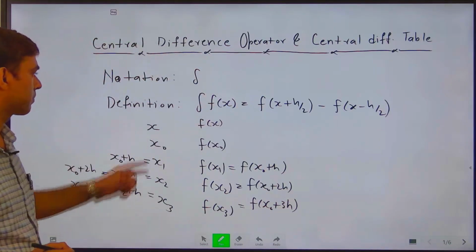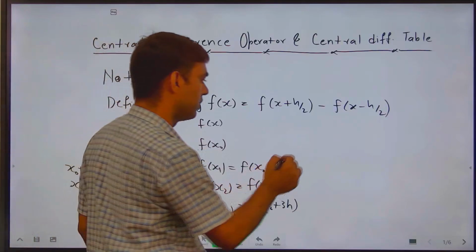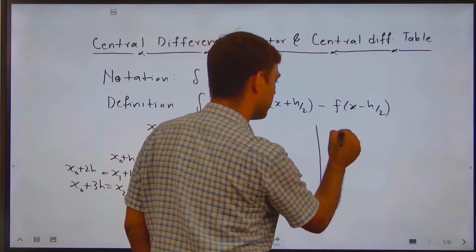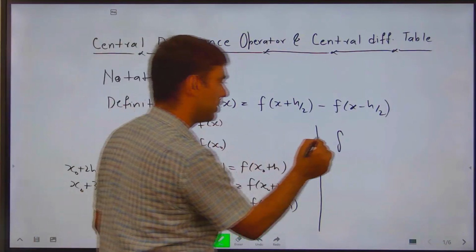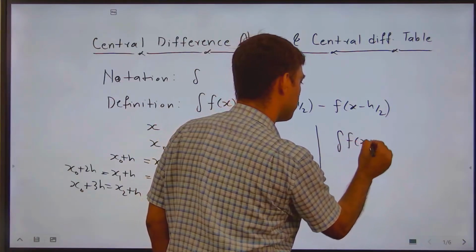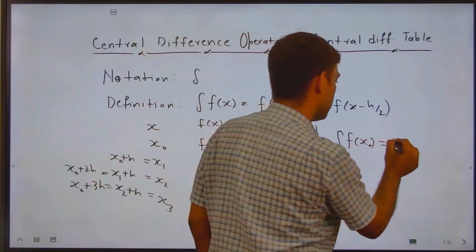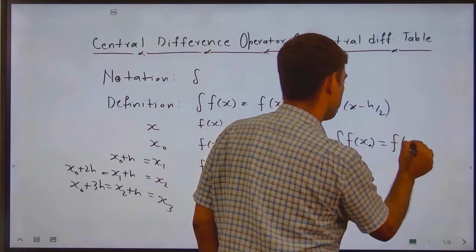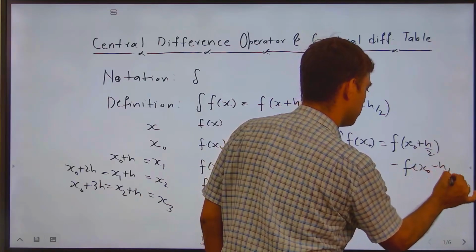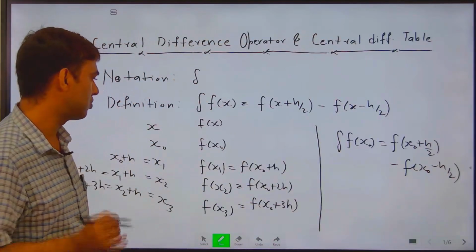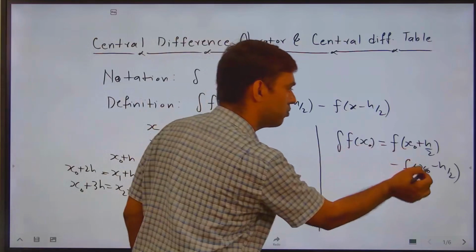Now how do we define the central difference for f(x0)? In place of x we write x0. So delta of f(x0) equals, in place of x, we put x equal x0, so this becomes f(x0 plus h by 2) minus f(x0 minus h by 2). Here the function is not defined at the points x0 plus h by 2 and x0 minus h by 2.